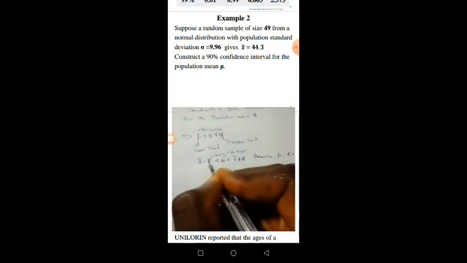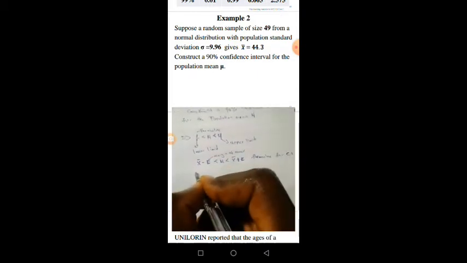Now, looking at our question, we have what? We have x equal to what?